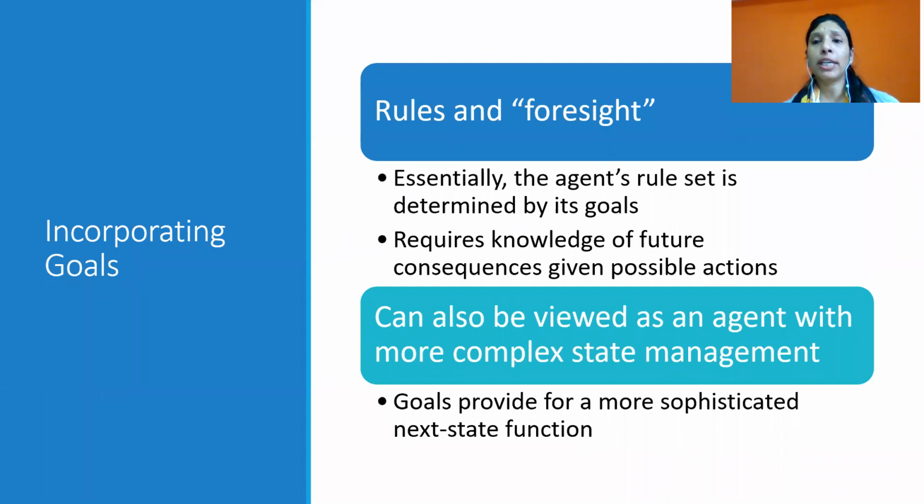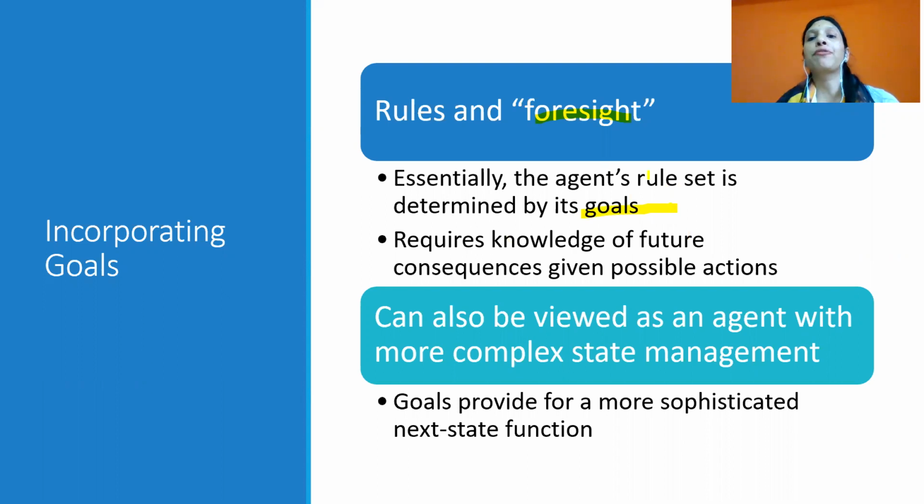Now, how can we incorporate goals? In incorporating the goals, the main thing is the rules and the foresight. Can we foresee the environment? Can we foresee the situation? Now, the agent rule set is determined by the goals because we are not giving the if-else statement, but the goals.